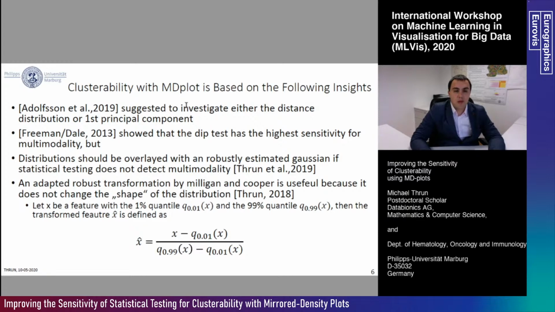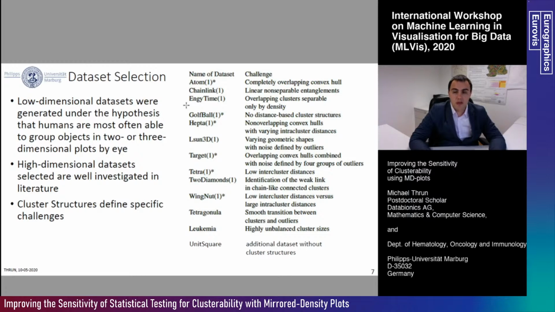Also, we want to present in this workshop paper several datasets at once with very varying variances of the first principal component. And to visualize this in one visualization, we use the robust transformation of Milligan and Cooper because it does not change the shape of the distribution. So, we used specific 13 datasets. Tetragonula and leukemia are high dimensional, but are very well investigated in literature and have for sure cluster structures. We have two datasets, golf ball and unisquare, which are defined such that they have no cluster structures. All other datasets have specific challenges for cluster analysis and are generated under the hypothesis that humans are most often able to group objects in two or three dimensional plots using their eyes.